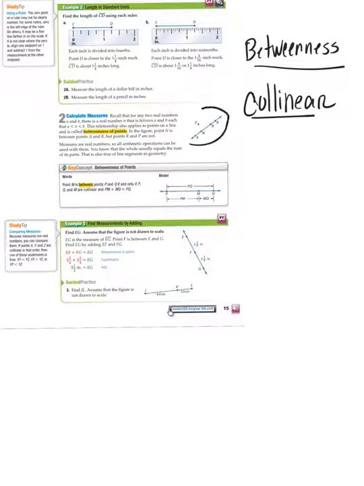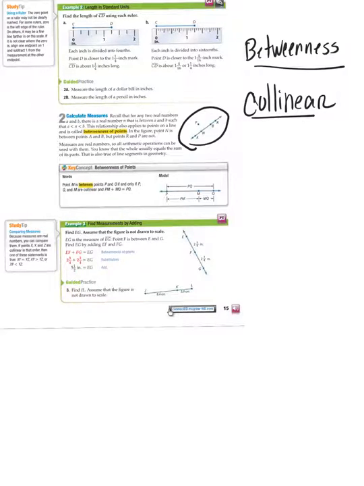So if I look at this example here, I cannot say that P is between N and B because P is not on the line with N and B. I can say that B is between N and R because B is on the line, or collinear, with N and R. So the first thing when you're dealing with betweenness is you have to observe collinearity.